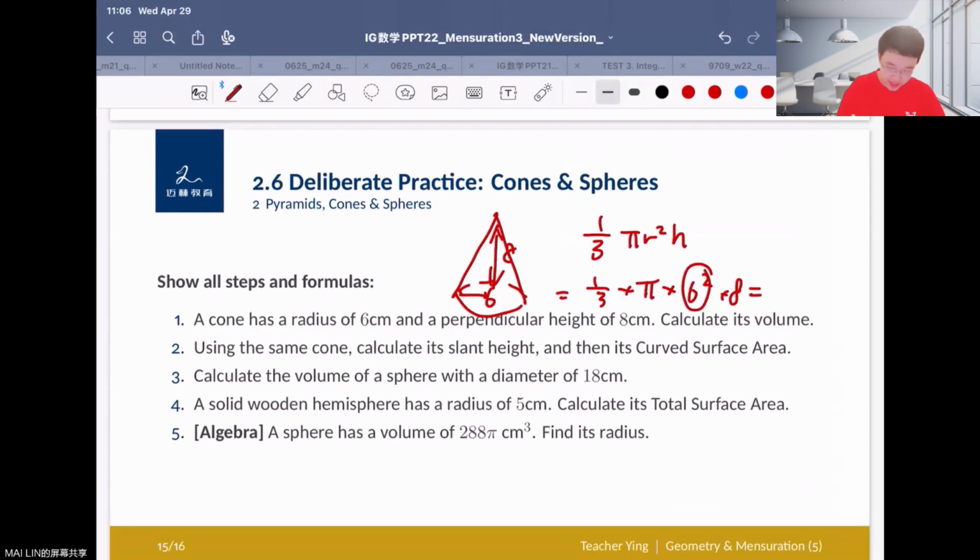And you can see here that is 36, right? So 36 times 1/3 is 12. 12 times 8 is 96, right? That is 96 pi, okay? That is the volume for the first problem.